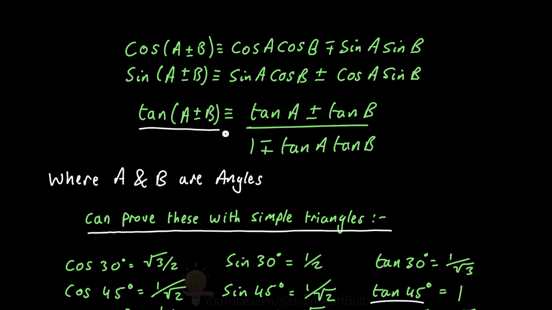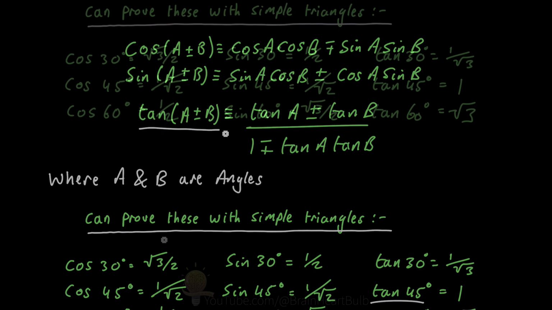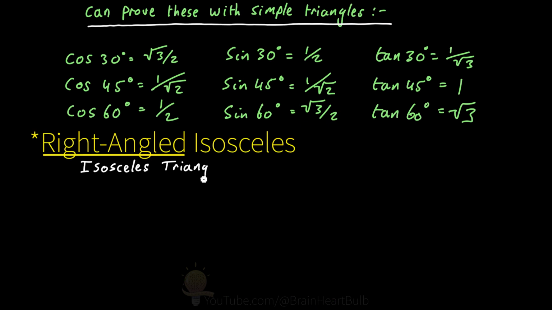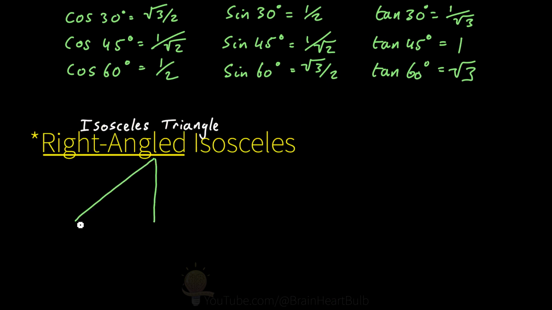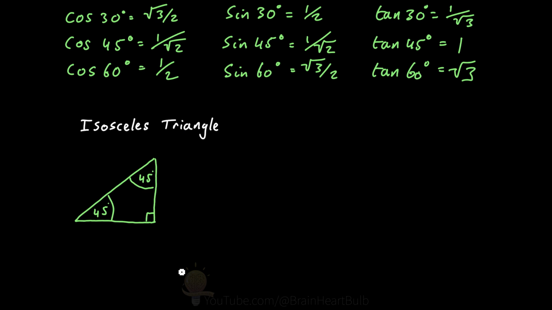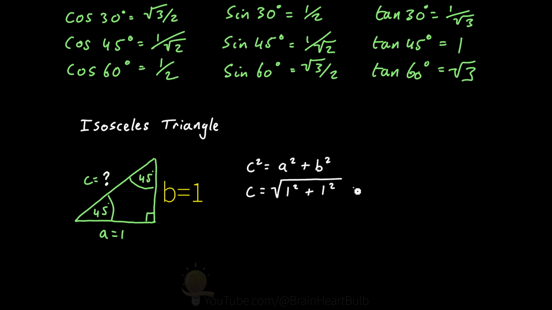But first, let's draw out an isosceles triangle. The isosceles triangle is basically a square that's been cut in half from one corner to the other. This gives us a right-angled triangle with two angles of 45 degrees. If we set both of these sides to 1, we can use Pythagoras' theorem to get the length of the hypotenuse. And we end up with the square root of 2.